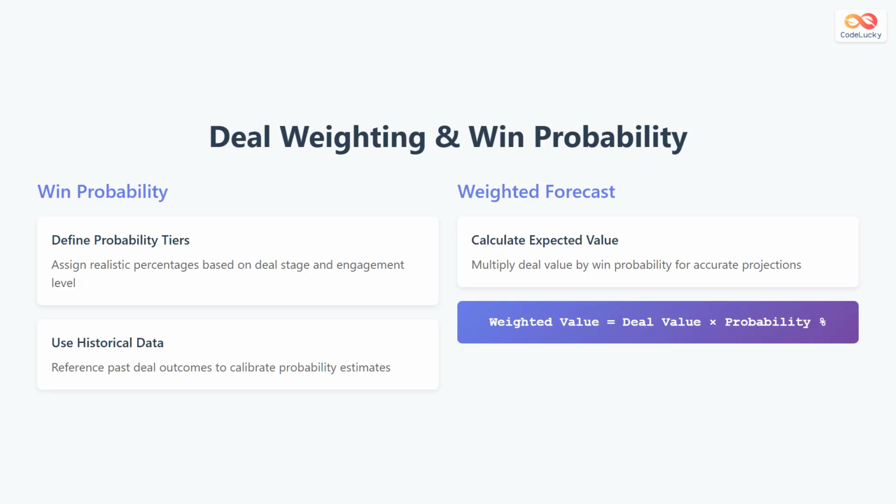Second is deal weighting. Multiply the deal value by the win probability to get the expected value. For example, a $100,000 deal with 50% probability equals $50,000 in weighted forecast value. This method gives you realistic revenue projections instead of counting every deal as if it will definitely close.